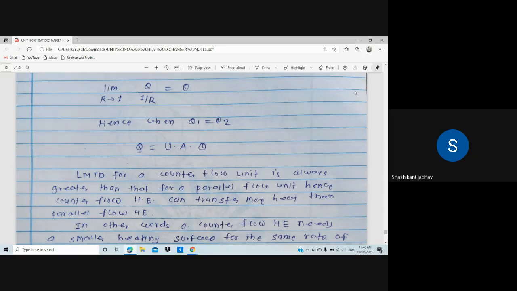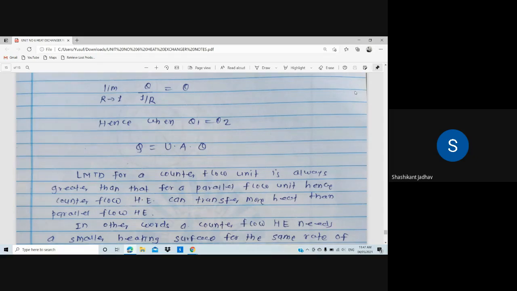LMTD for a counter flow unit is always greater than that for a parallel flow unit.